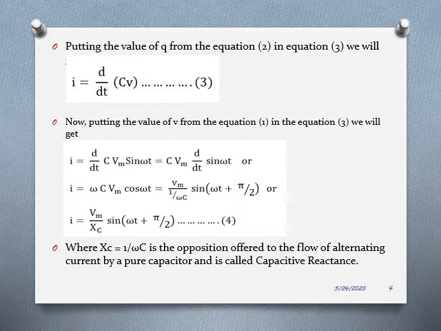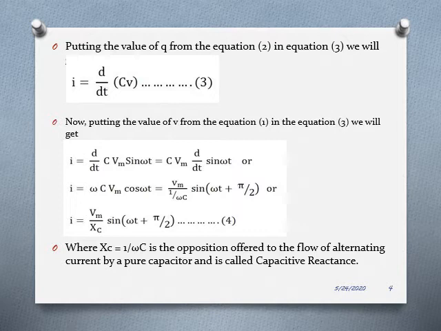So substitute for V. You get I is equal to d by dt of C Vm sin omega t. C and Vm are both constants, bring them out. The derivative of sin omega t is cos omega t into omega. That you may write in terms of sin omega t plus pi by 2. So the equation becomes I is equal to Vm divided by 1 by C omega, sin omega t plus pi by 2. This 1 by C omega is written as Xc. Xc is known as capacitive reactance, whose unit is ohm.